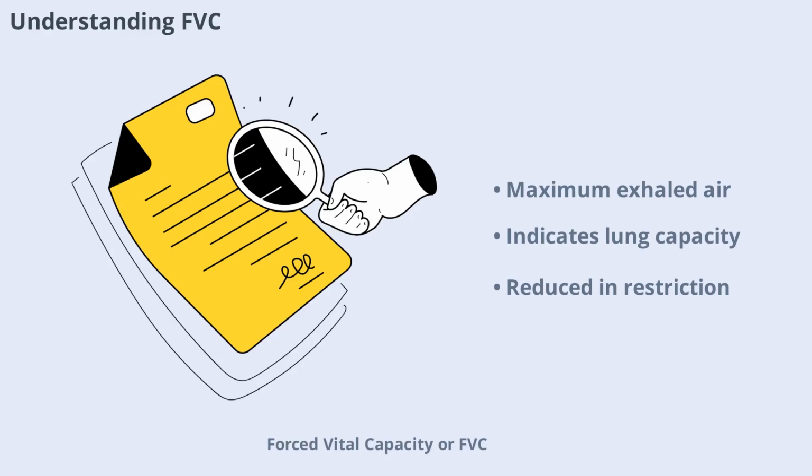Forced vital capacity, or FVC, is a measure of the maximum amount of air a person can forcibly exhale after taking the deepest breath possible. It's a fundamental value in spirometry and provides insight into the overall capacity of the lungs. A reduced FVC can indicate restrictive lung disease, where the lungs cannot fully expand.